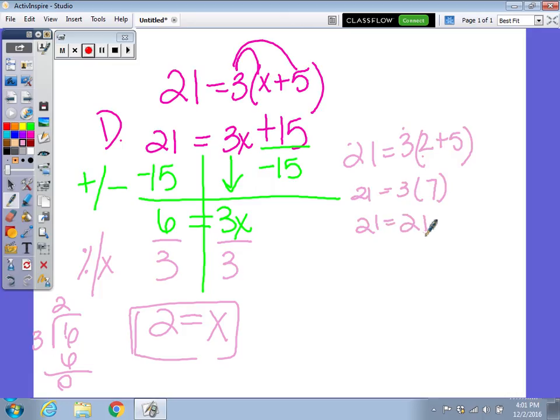So come to class prepared. We're going to do a mixture of distributing practice, and then we're going to do a mixture of these more applied problems, putting it all together.